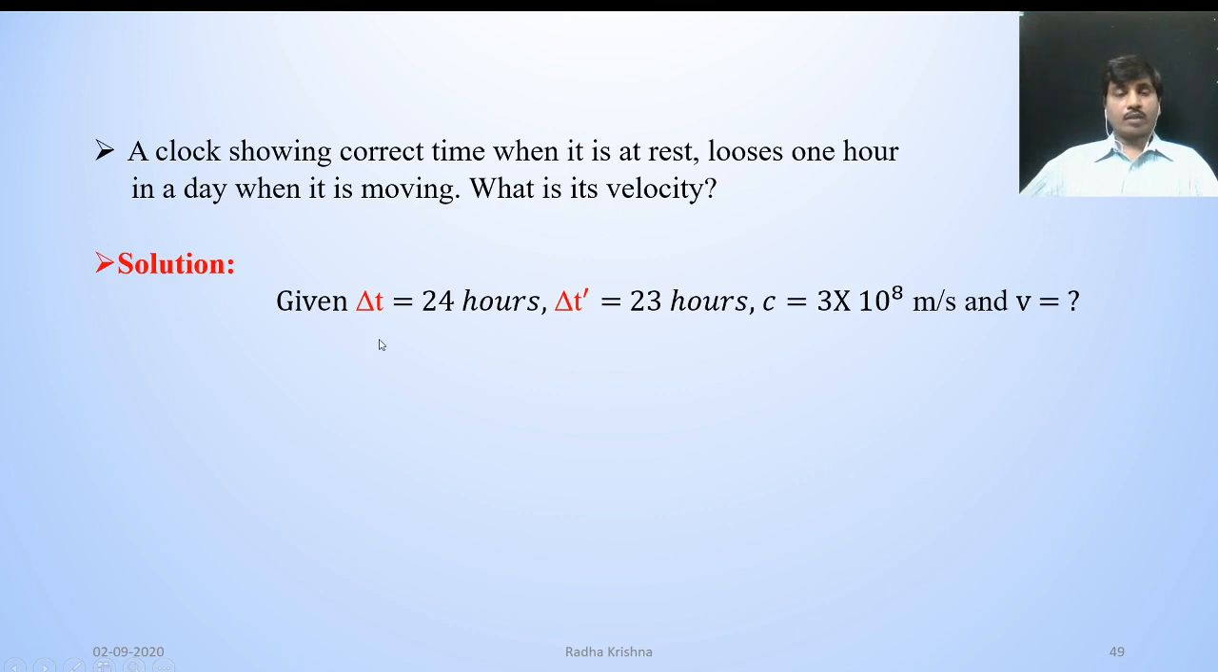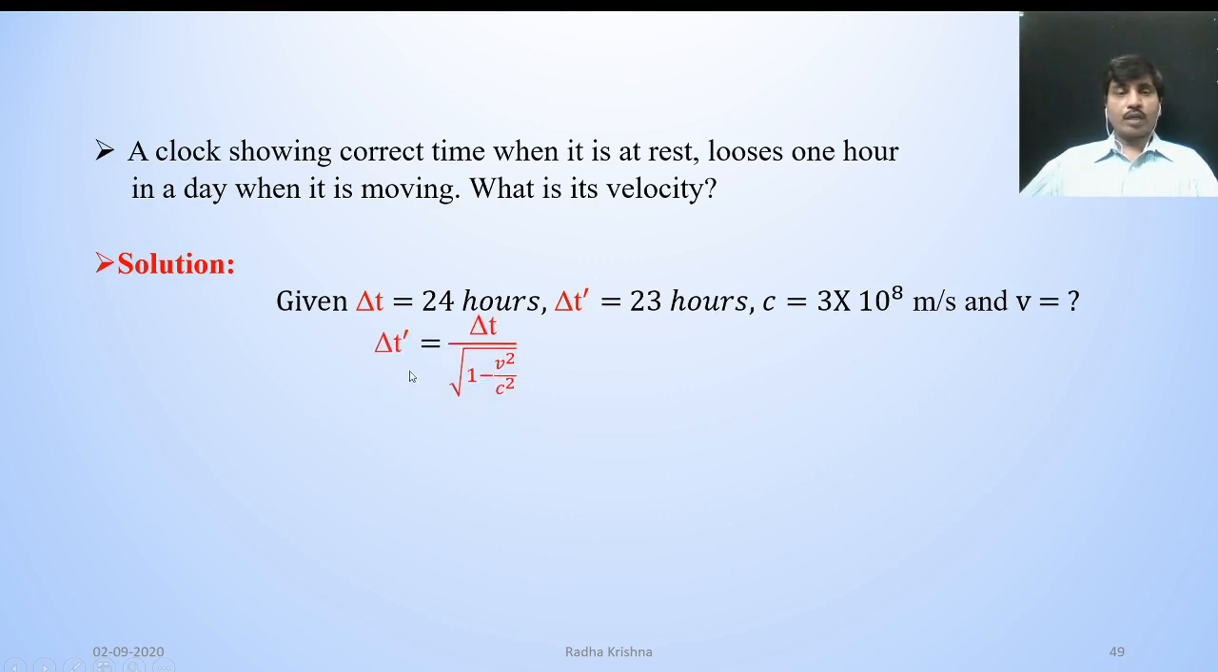Given that delta t is equal to 24 hours, this is the correct time. When it is moving, delta t dash is equal to 23 hours. c is equal to 3 into 10 to the power 8 meters per second. What is the velocity of the clock?